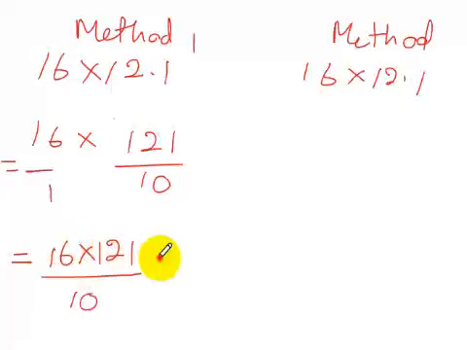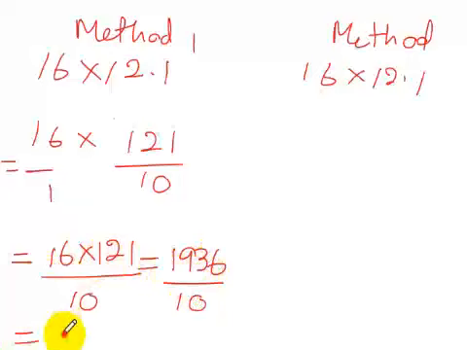When you multiply 16 into 121, the answer is 1936 divided by 10. There is only one zero in the denominator, so you can put one decimal place here. 193.6. That's the answer.